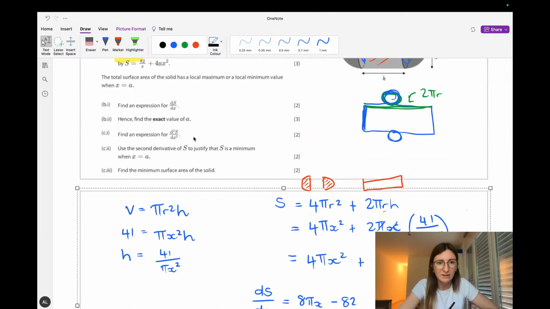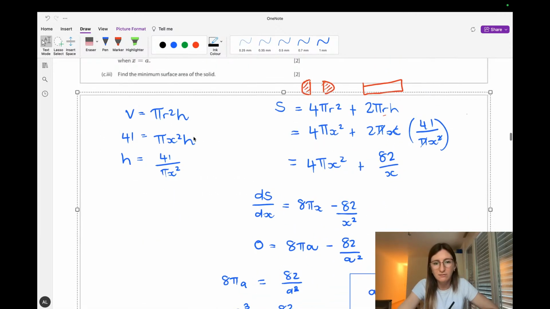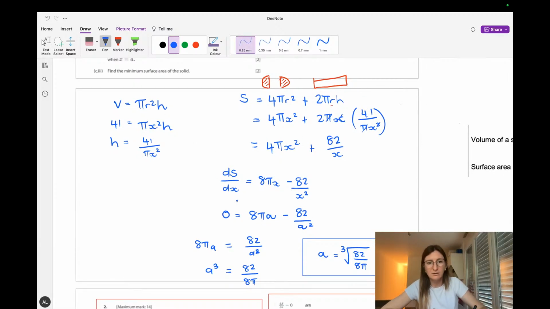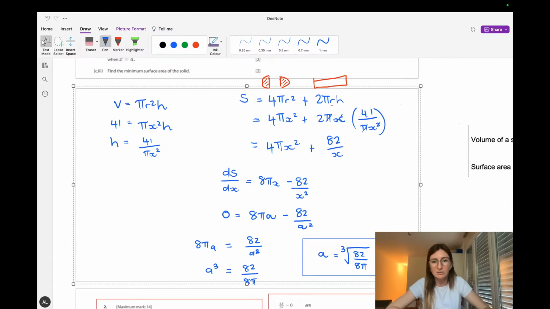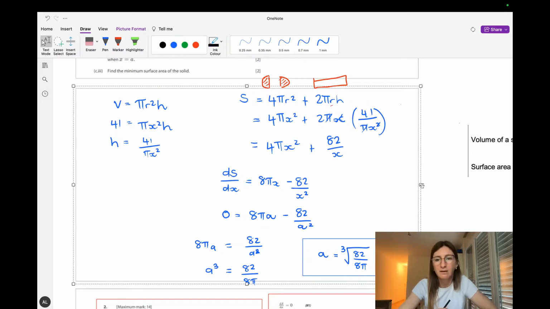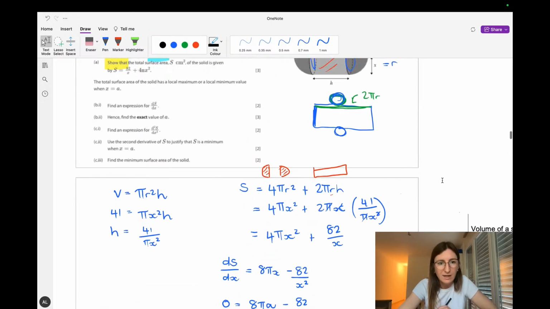Right, then find an expression for the second derivative, which I think I'm going to leave it there because we are out of time. But you would just take this value, just like we did in the previous questions, and find the second derivative. And then you could substitute this value into your second derivative. And if it's positive, you have a local minimum. And if it's negative, you have a local maximum. So same sort of method.